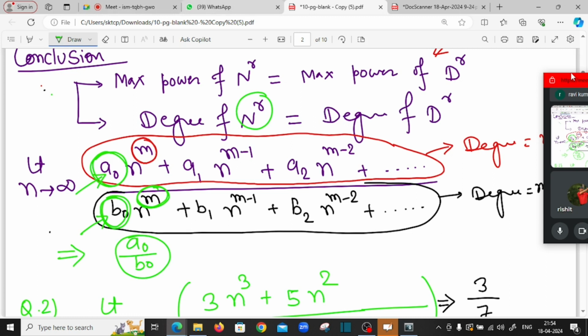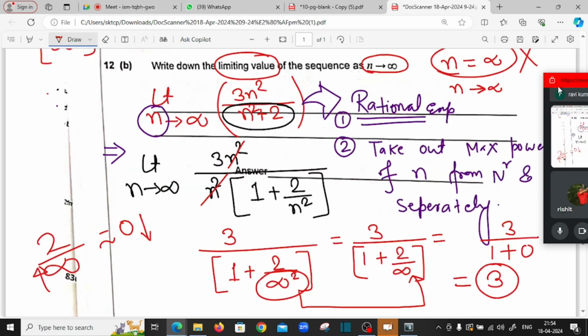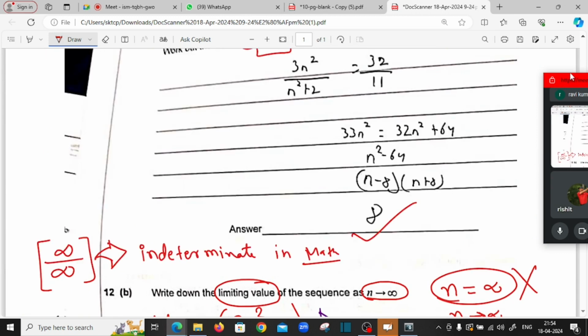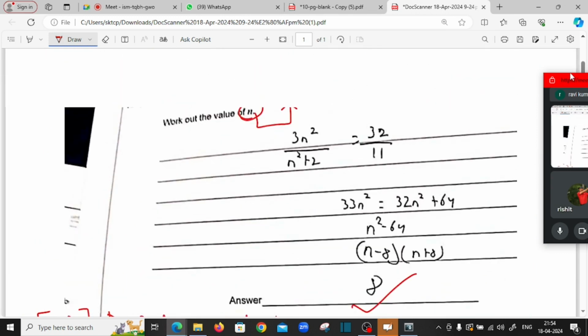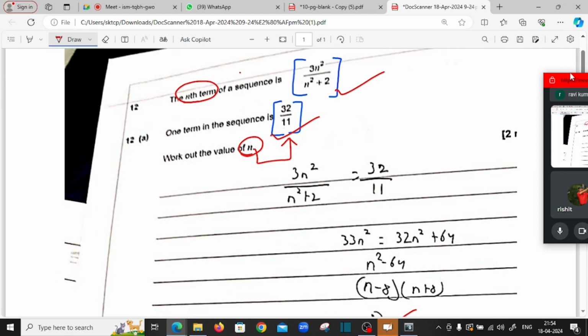See, now you will write the answer without even doing any calculation. It is saying this is your expression, and it is asking what will be its limiting value when n tends to infinity. This is the case in which the degree of numerator and degree of denominator are the same. So take out the ratio of coefficients. It will be 3, and in the denominator you have 1. So 3 upon 1. So its answer will be 3 directly. But you have to show your working. Are you getting my point?